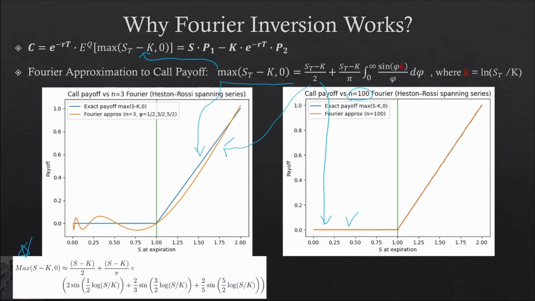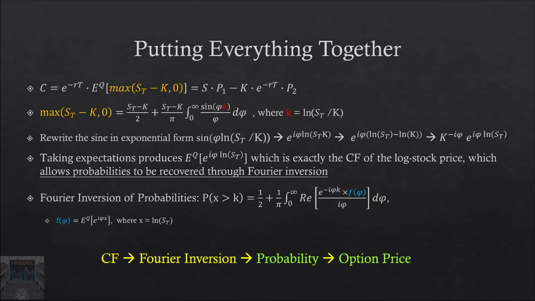And to price this payoff, all we need to do is take the expectation under the risk neutral measure, and remember we have to multiply it by a discount factor. And that's it. That will give us the call option price. And once you see that, everything starts to connect. So we've just seen how the first two bullet points work, and then it's just a little bit of rewriting of the sine function, and that will help you understand how we get to the Fourier inversion of probabilities.